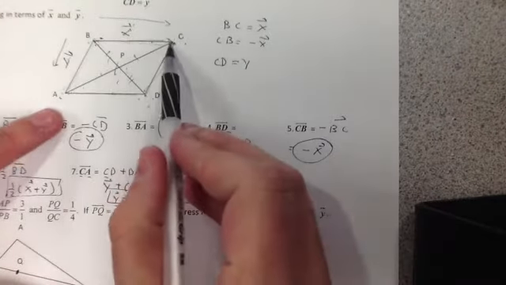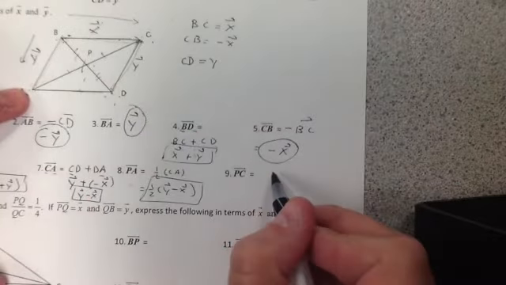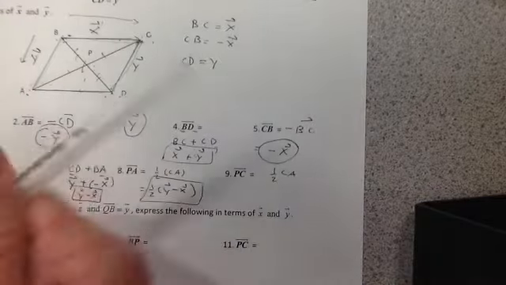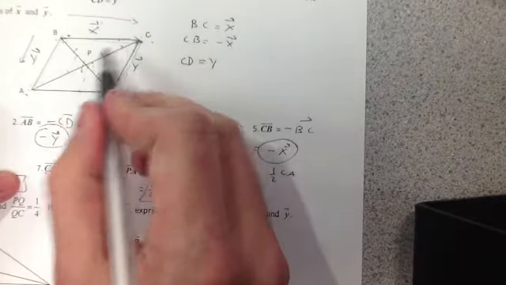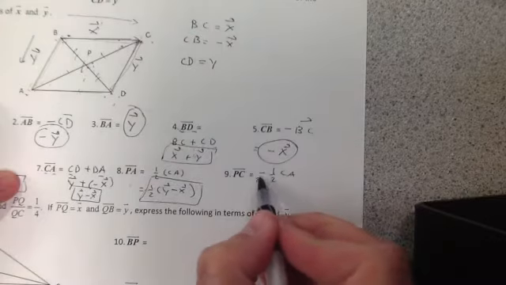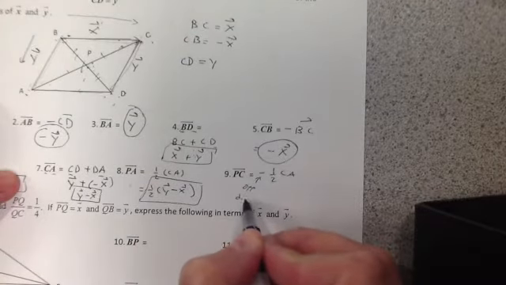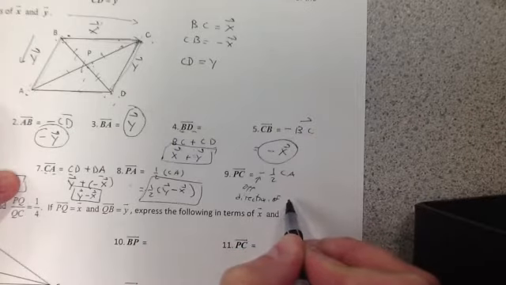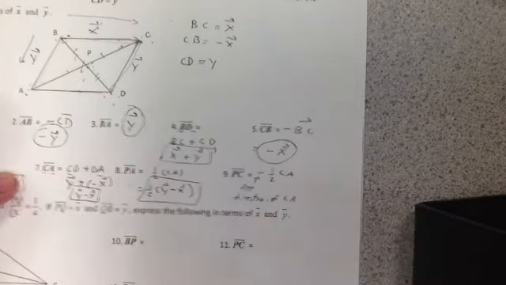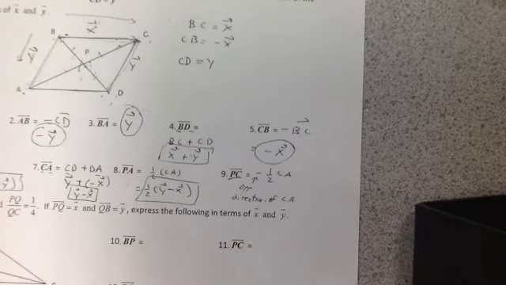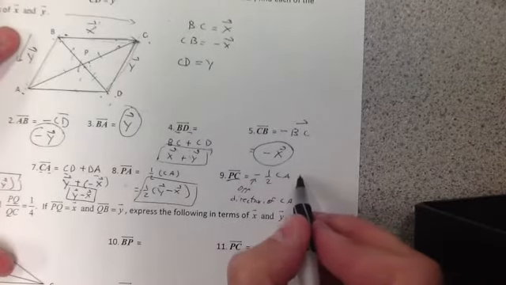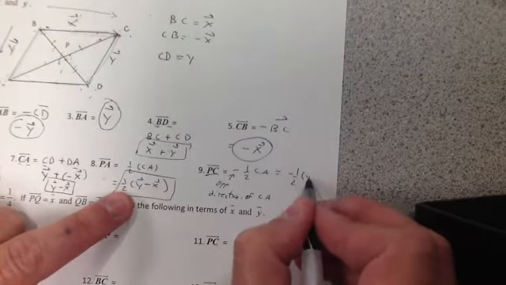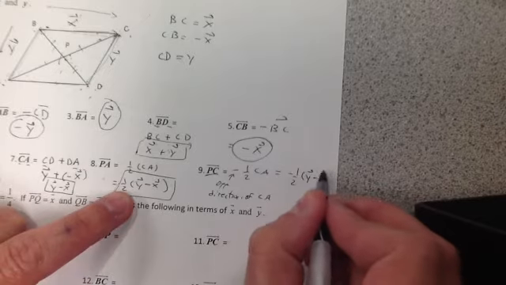All right, let's get PC. Well, PC still is 1/2 CA, but the problem is now I'm traveling in the opposite direction, so I have to make this negative because we're traveling in the opposite direction of CA to get PC. Does that make sense? So what do we get here? We get negative 1/2 again, this becomes Y minus X.